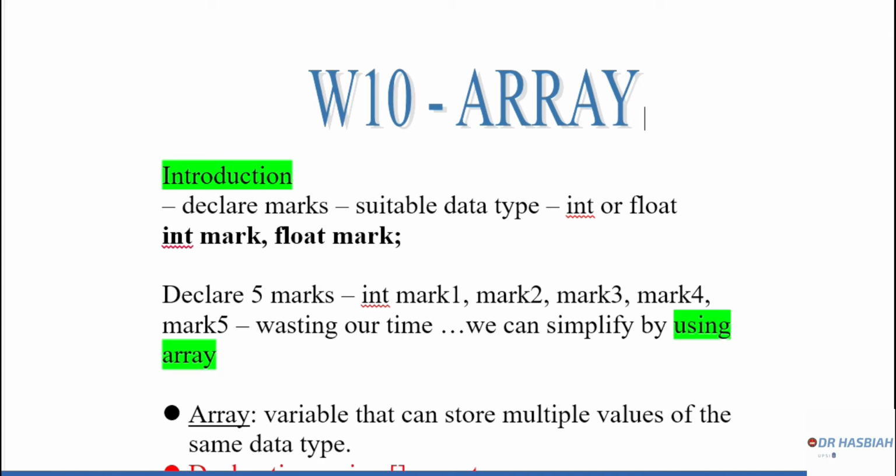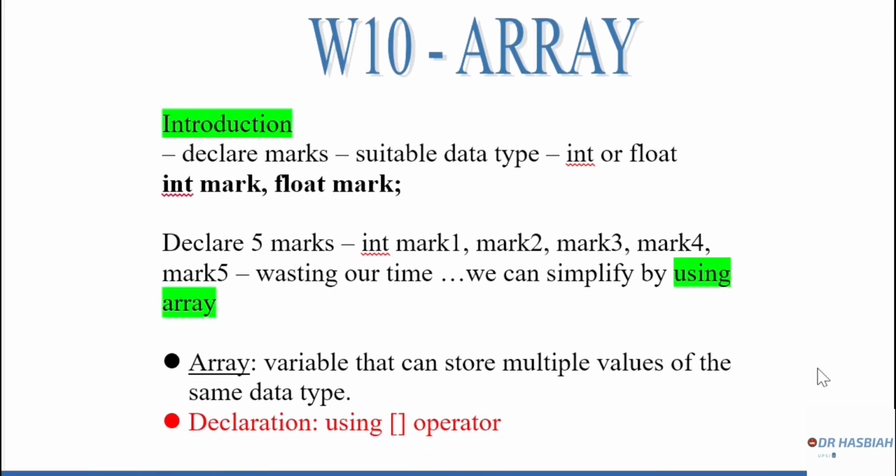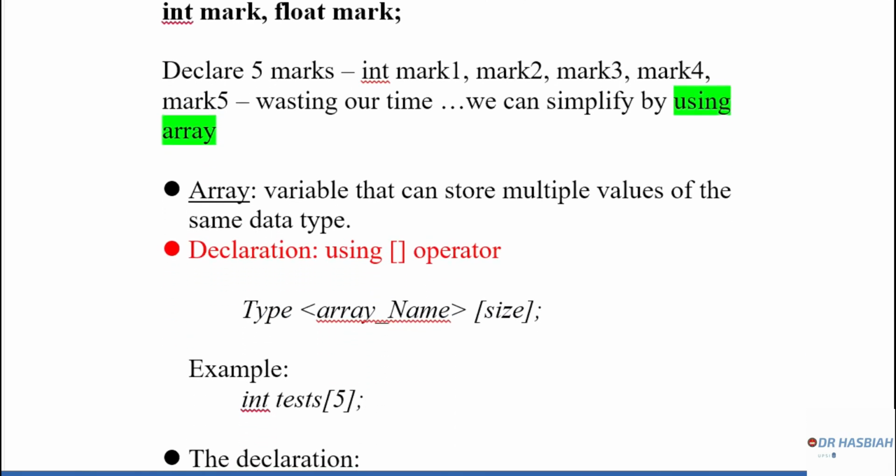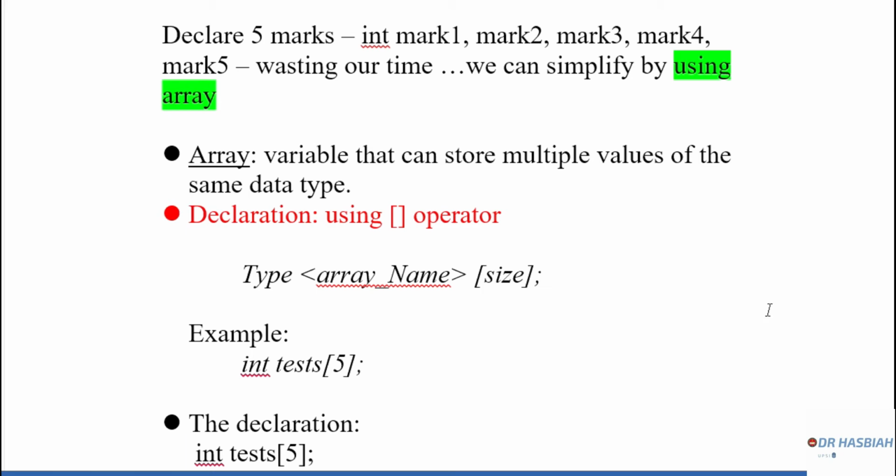Now, what is the definition of an array? It is a variable that can store multiple values of the same data type. The values must have the same data type. If you notice the variables have the same data type, you can use array. So now we are going to see the array in detail: how to declare the array and how to use the array in the program.